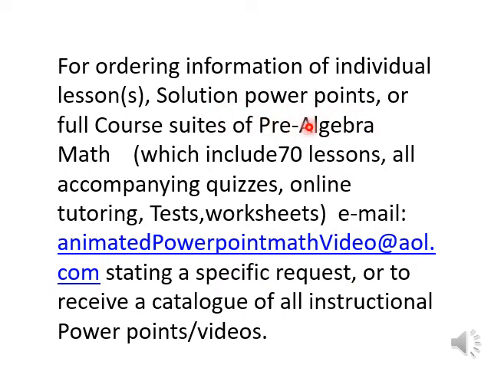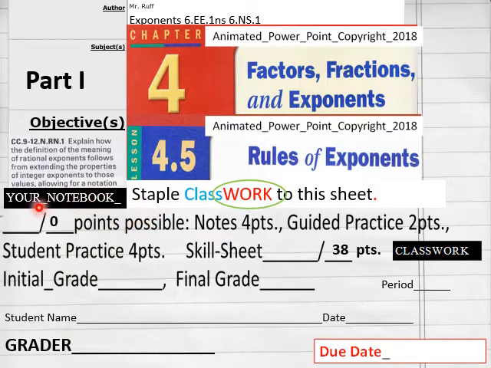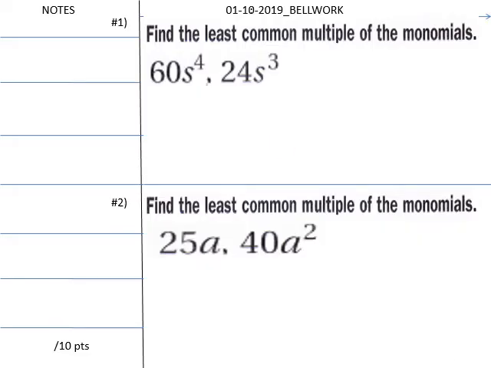Everybody, get ready to do Pre-Algebra Math 4.5, Part 1. 4.5 Rules of Exponents. We have a 38-point skill sheet today. We have no note-taking today for this section.